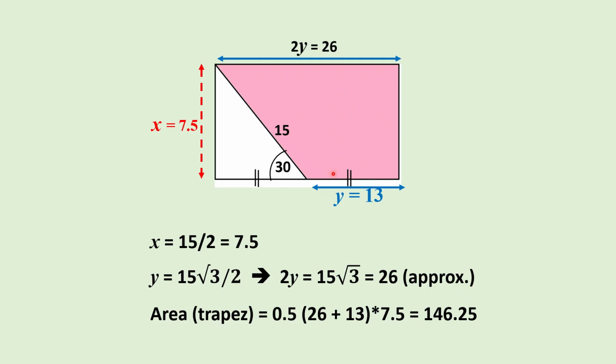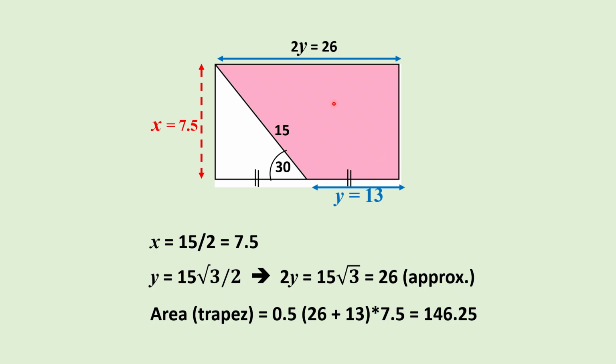Now 2y, that is the full width, will be double of y equal to 15 root 3 by 2. So if you multiply by 2, 2y, the full width, will be 15 root 3. Putting root 3 equal to 1.732, we get approximately 26. So 26 is the value of the full width of the rectangle.